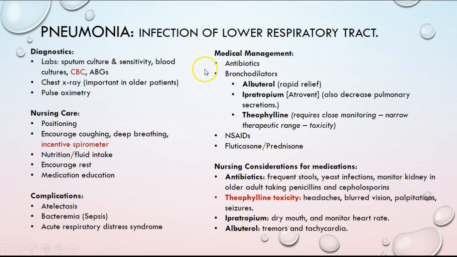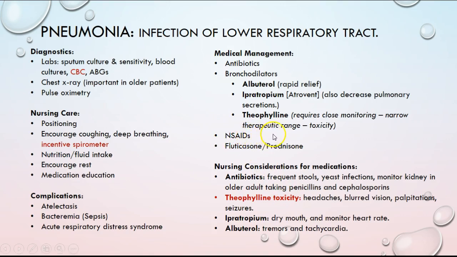Medical management: they can be on antibiotics. Depending on how difficult the O2 exchange is, they may be on some bronchodilators. Your albuterol gives rapid relief. The Atrovent can also help decrease pulmonary secretions. Theophylline really does need close monitoring because there's a narrow therapeutic range, so if they go beyond that, it can lead to toxicity. Make sure you know the signs and symptoms of toxicity for this, which are headaches, blurred vision, palpitations, and seizures.